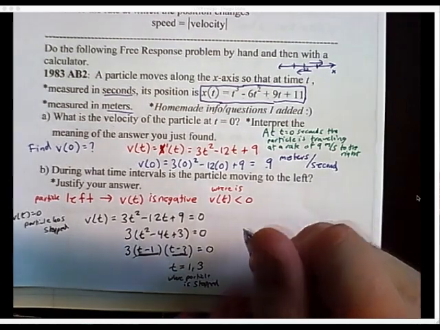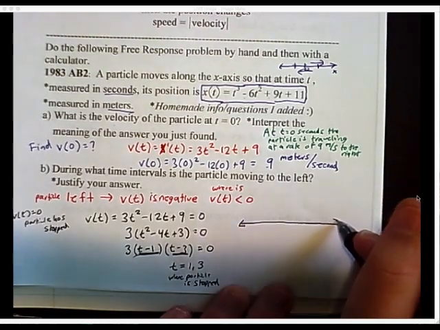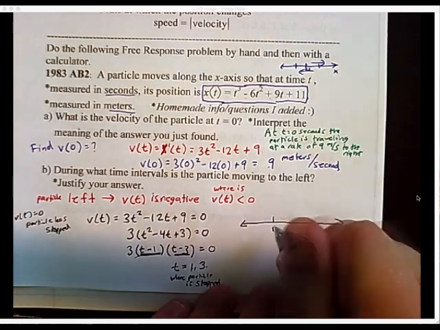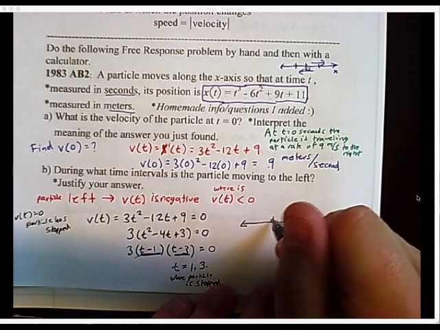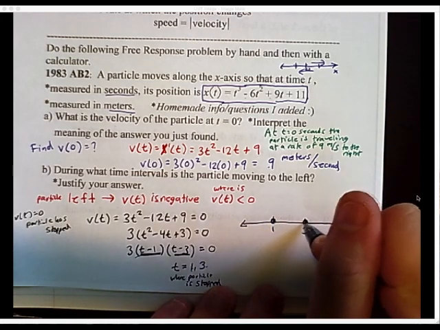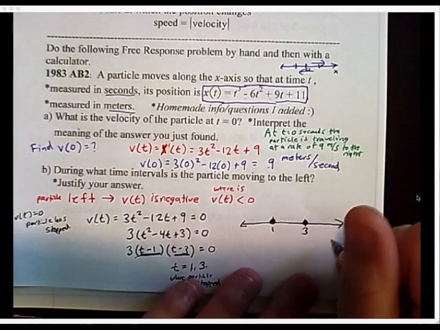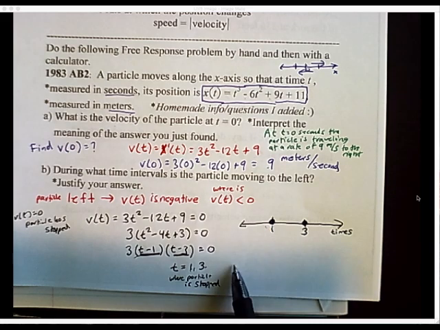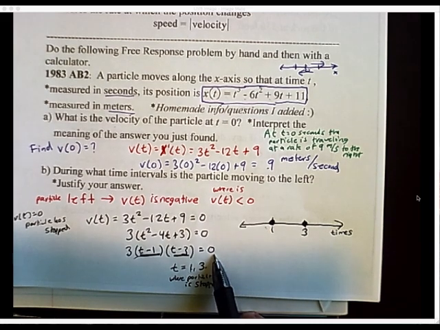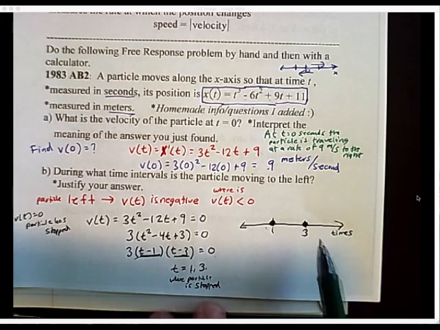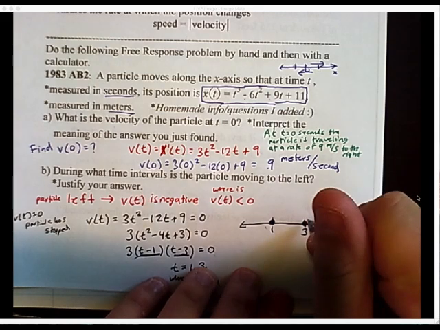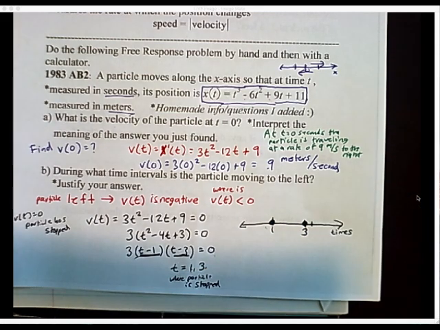So what are you going to do with this information now? I'm going to make a number line, and I'm going to put these two numbers on the number line in order from least to greatest. Now, I really don't care what the velocities are. I've solved for times. At these two times, the velocity is 0. Let's pick a number bigger than 3, maybe like 4. It can be any number to the right of 3.